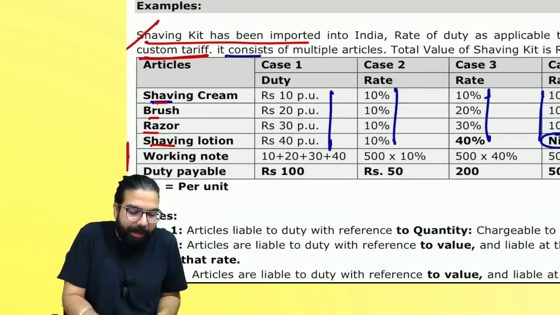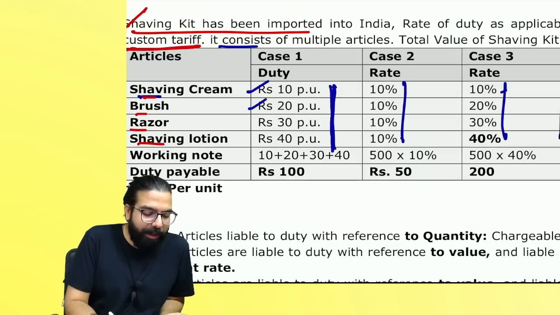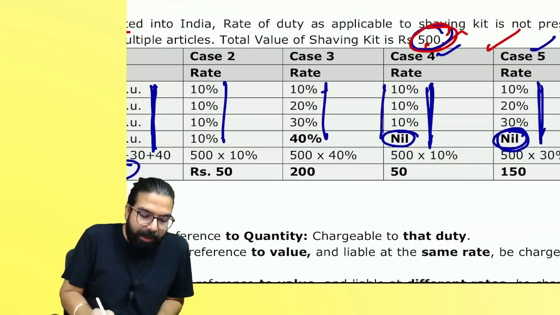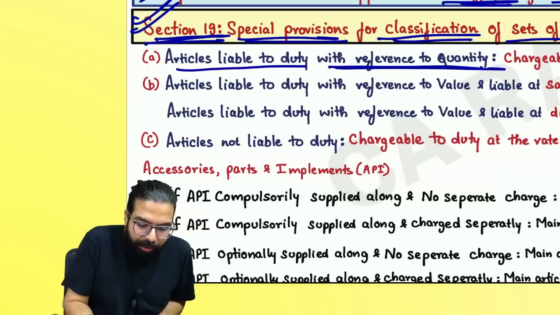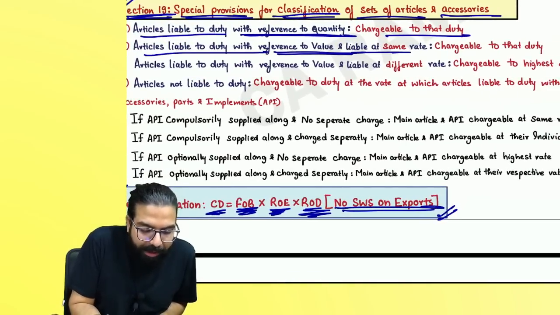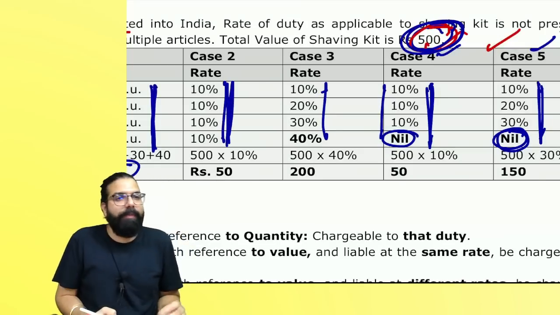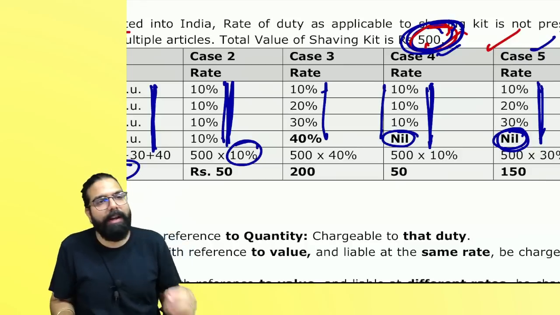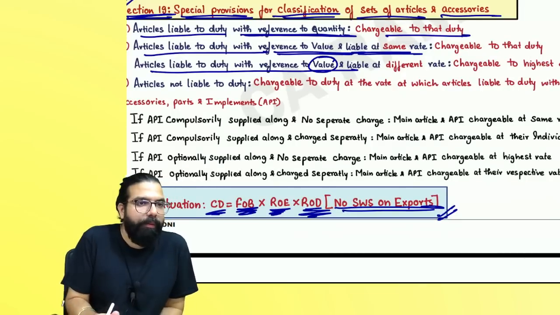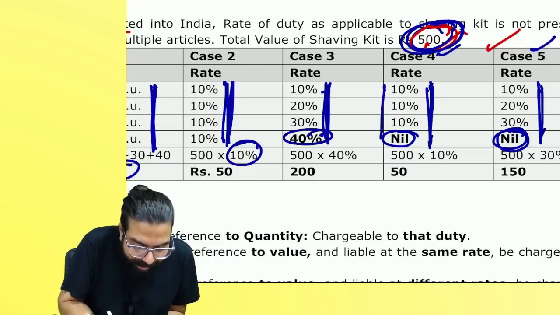Supposing you imported articles in a set, which are a shaving kit, and all are liable to duty with reference to quantity. Per unit 10 rupees, 20 rupees, 30 rupees and 40 rupees. The total duty will be 10, 20, 30 and 40. Are we clear? So it says over here, if articles are liable to duty with reference to quantity, chargeable to that duty. Sir, if articles are liable to duty with reference to value and liable at the same rate, if the set of articles has come for 500, one rate, 10% will be applied and 10% will be the duty. But if all are different rates, then remember one thing, highest rate will be applied.